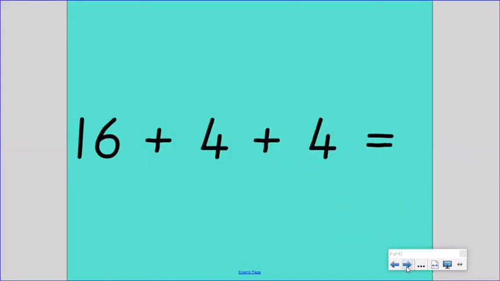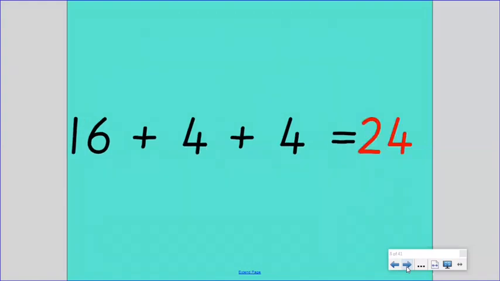16 plus 4 plus 4. Ready? 16 plus 4 plus 4 equals 24. Well done. 16 plus 4 first, so 16 in your head, 4 on your fingers, and that takes us to 20. Then keep the 20 in your head and add on the second 4, gets us to 24. Well done.